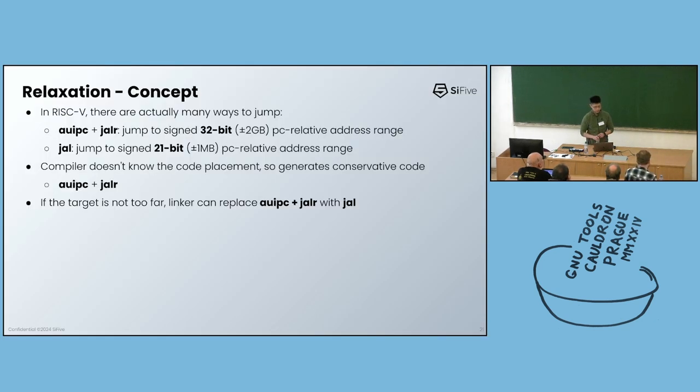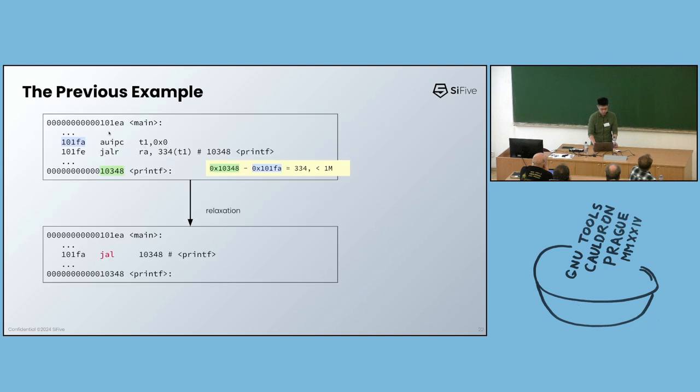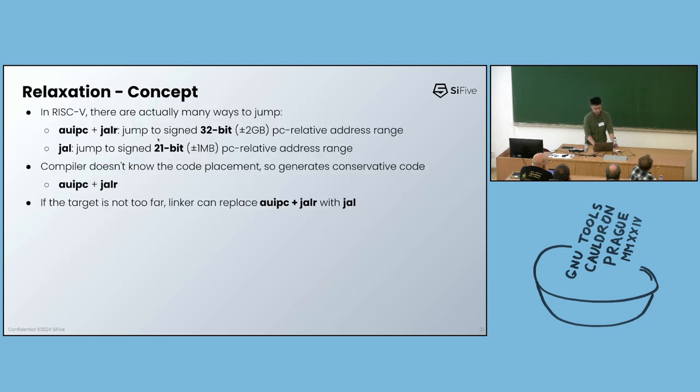Okay, so the concept of relaxation is that in RISC-V, there are actually more than one way to do the function jump. One of them is AUIPC plus JALR, and this jumps to a signed 32-bit PC-relative address range. The other one is JAL, which jumps to a signed 21-bit PC-relative address range. But when the compiler generates the assembly code, it doesn't know how far the jump will be, so it chooses the most conservative way, that is AUIPC plus JALR. But if the target is not too far, the linker can replace AUIPC and JALR with JAL. That's the concept of relaxation.